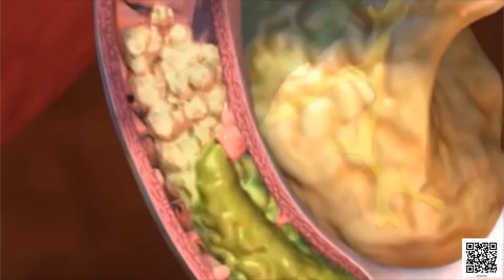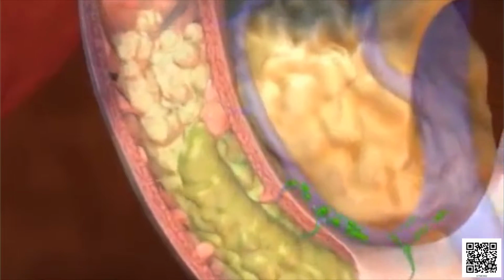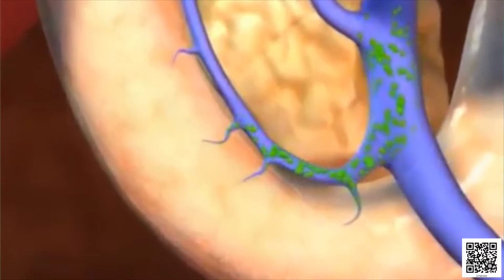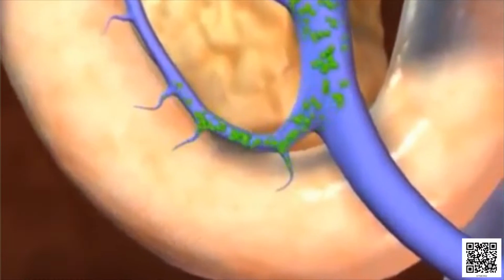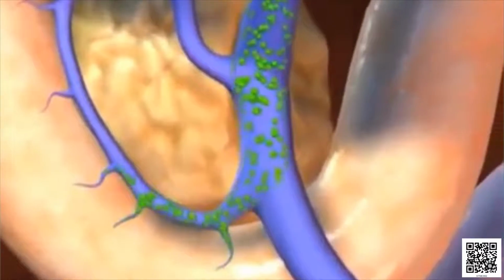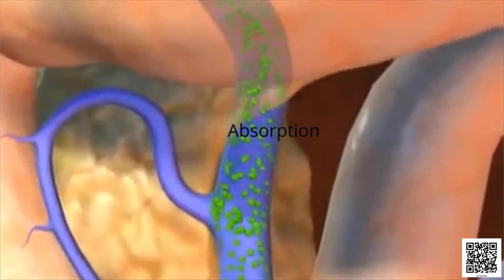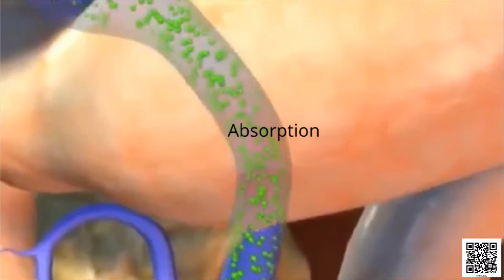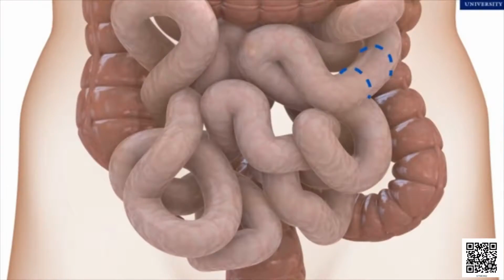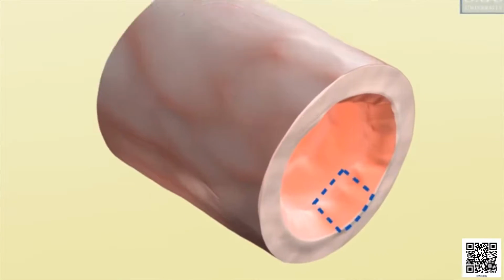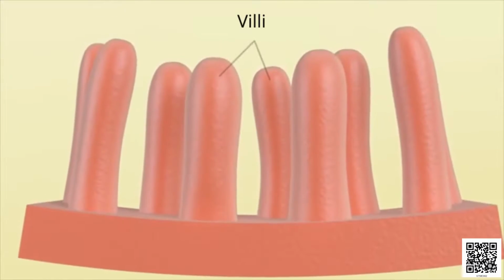Absorption in the small intestine. The digested food can now pass into the blood vessels in the wall of the intestine. This process is called absorption. The inner walls of the small intestine have thousands of finger like outgrowths. These are called villi. The villi increase the surface area for absorption of the digested food.